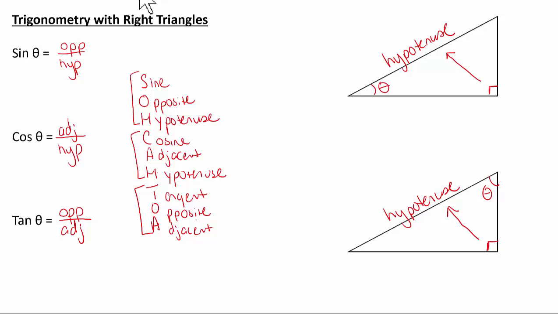So in this instance, when theta is this angle, this side is opposite. This side touches the angle and is adjacent. But on this triangle, if we look where this angle is, that makes this side opposite. And this side will then be adjacent. But it's best to identify those after you've identified the hypotenuse for your triangle.